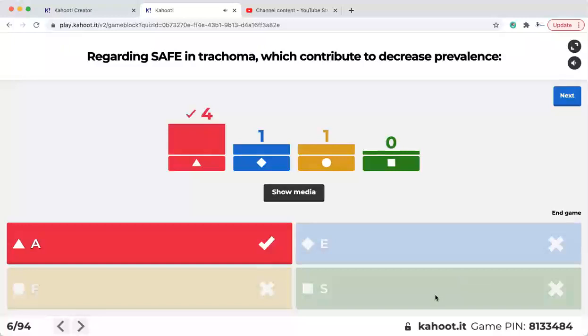Okay, regarding the SAFE strategy in trachoma, which contributes to decreasing the prevalence, we have 4 options corresponding to the four strategies to decrease the prevalence of trachoma. It will be S, A, F, and E. S is for surgery, which is surgery for entropion and trichiasis. A is for antibiotics, F for facial cleanness, and E for environmental cleanness.